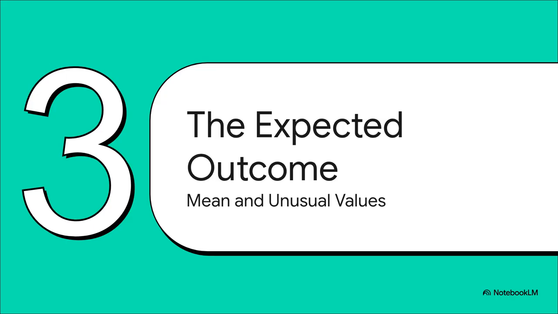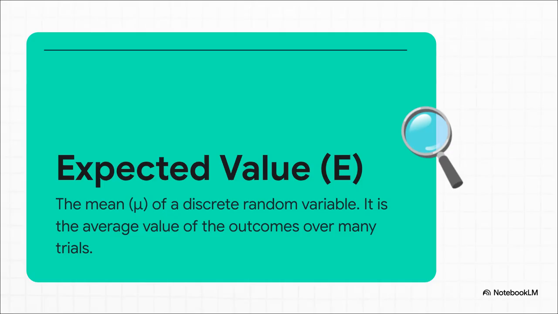Okay, so we know how to build the map and check if it's legit. So what's the next logical step? Well, we want to find the center of our map, the average outcome, what we'd expect to happen. This is also going to help us figure out when a result is truly out of the ordinary. And the key idea here is called the expected value, or just E.